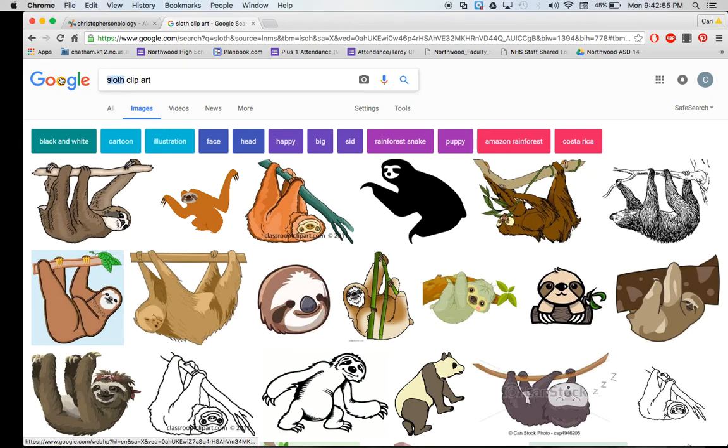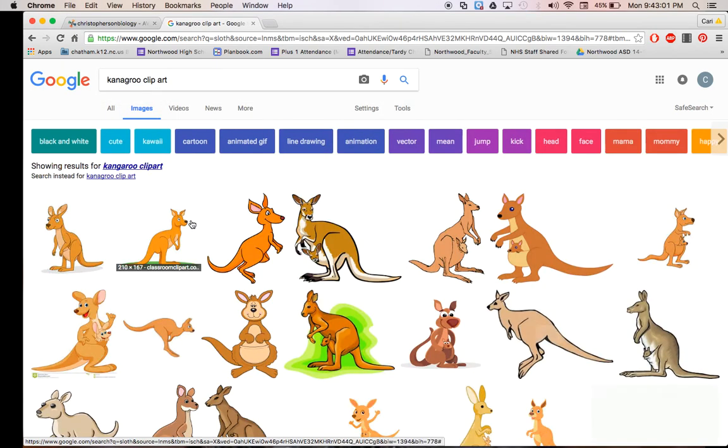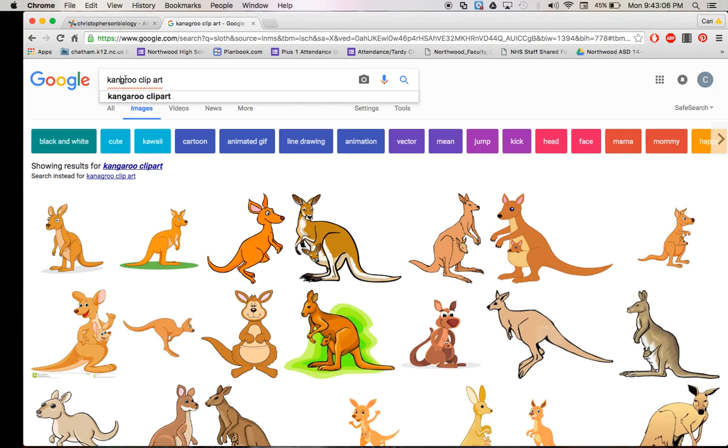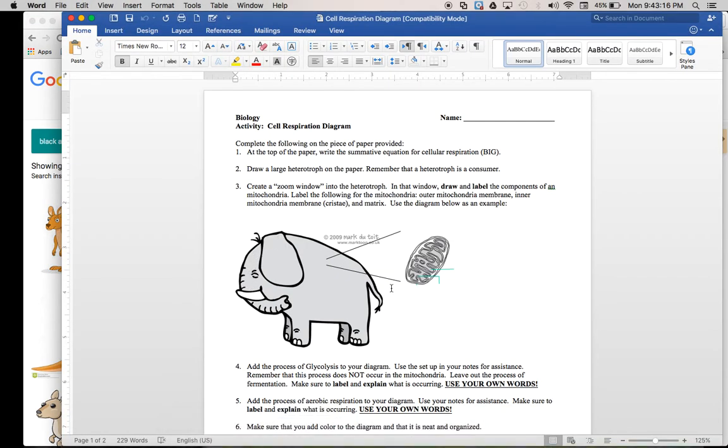I mean, I can even do a kangaroo. Look how I spelled kangaroo. Pretty much anything, okay, that you would like. Nobody can do an elephant, though. The elephant has been taken, okay? So you're going to draw that big boy right there, okay? Try to have it take up the majority of the paper, okay?